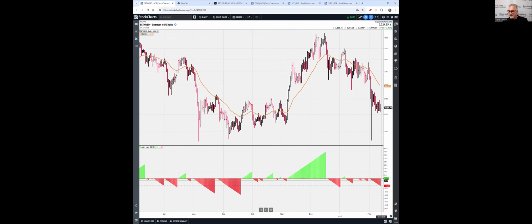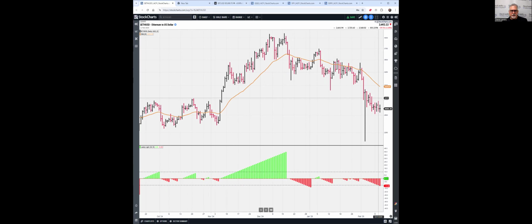And notice that we're mostly red on the Landry Light. And again, that's just the highs being less than the moving average. So I would avoid Ethereum altogether for now. And then on Bitcoin, definitely wait for that breakout to occur.